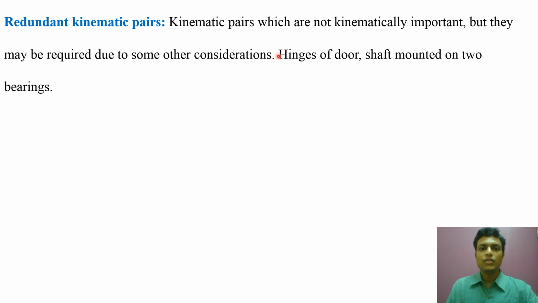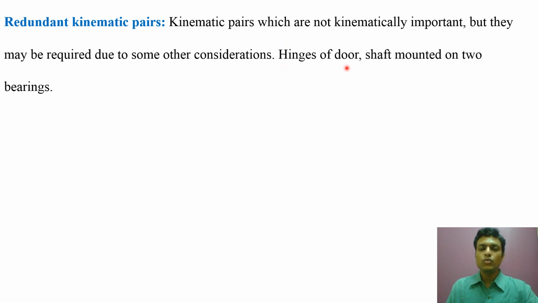Say a door has 3 hinges connected with the frame. So the frame is the fixed link and the door is the single link. So how many links? 2 links and 3 hinges. So what will be the degrees of freedom? 3 into (2 minus 1), that is 3, minus 2 into 3 if there are 3 hinges. If we apply the formula blindly, then it becomes 3 minus 6, which is minus 3. So degrees of freedom becomes minus 3, but it has 1 degree of freedom because the door can rotate.